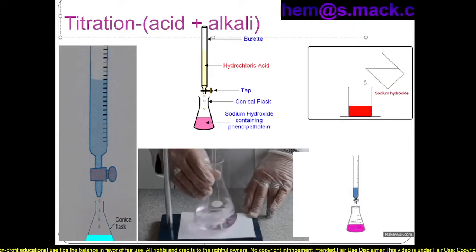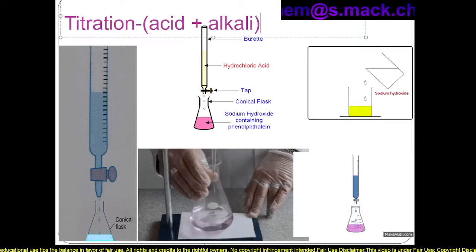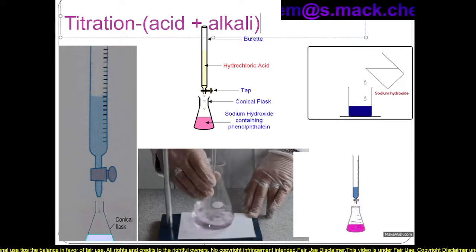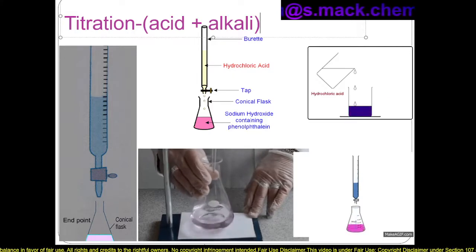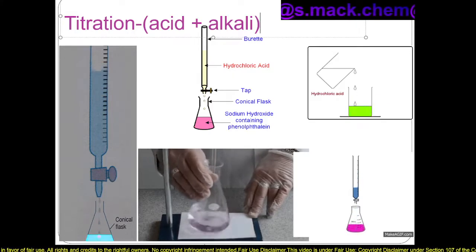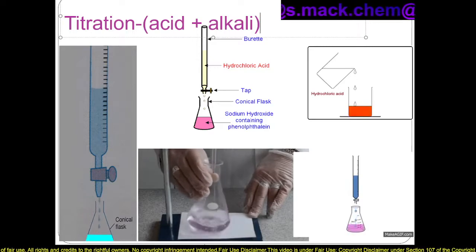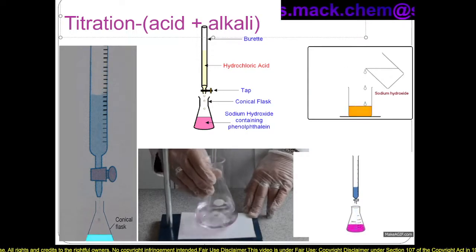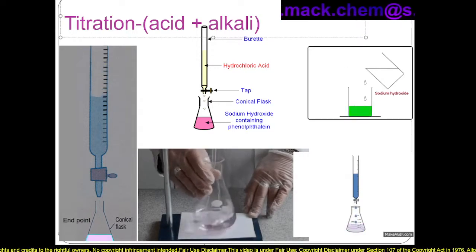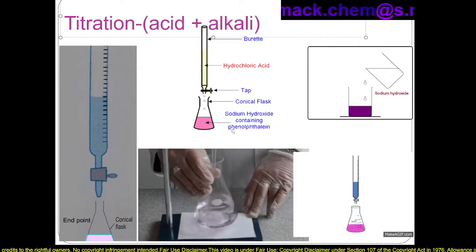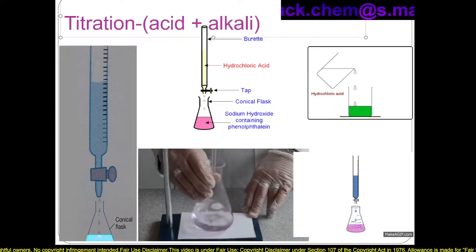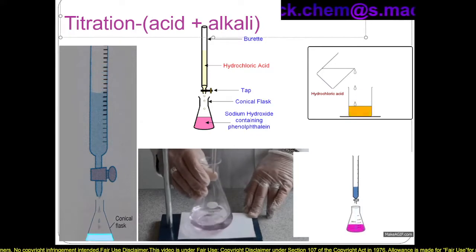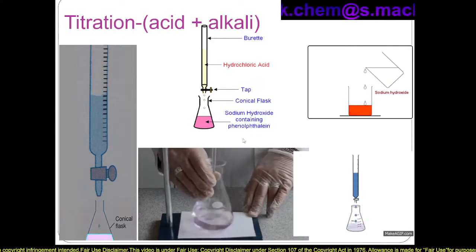Titrations. Let us very briefly discuss what is a titration. In the titration we are looking at, we will be adding together an acid and an alkali. We're going to look at this diagram here, where I will just highlight some of the pieces of apparatus used in a titration.